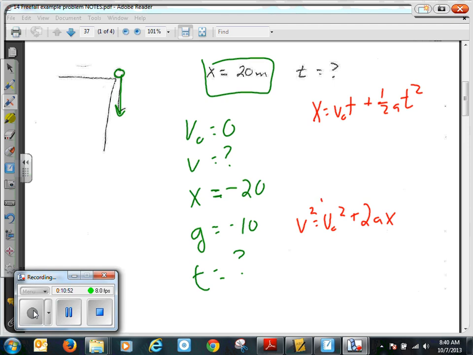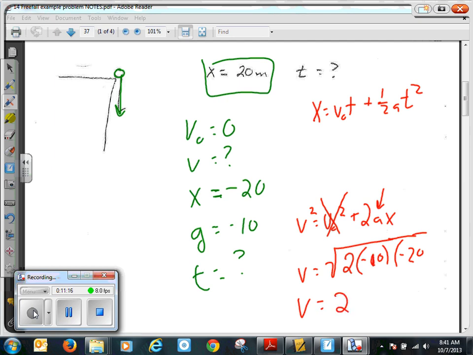If I have a 0 right here, I can figure out my v squared, right? Do you agree with that? Okay, so we'll do that. V then equals the square root of 2, and a here is little g, so it's a negative 10. And x here is a negative 20. Okay, so my velocity then is equal to 20, right? 20 meters per second. So now we can plug that in up here as part of our variables. So now we have 20 meters per second.